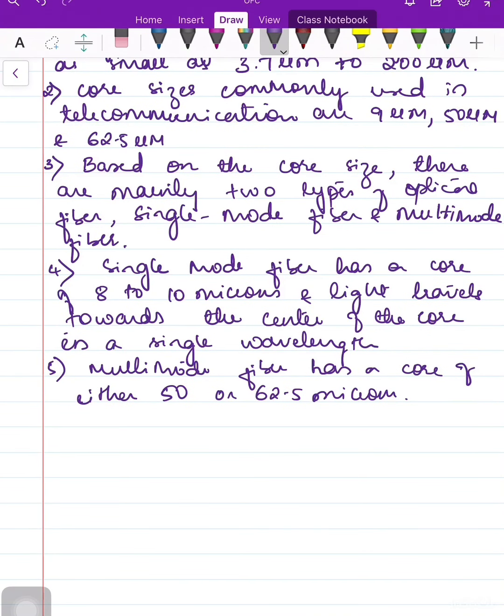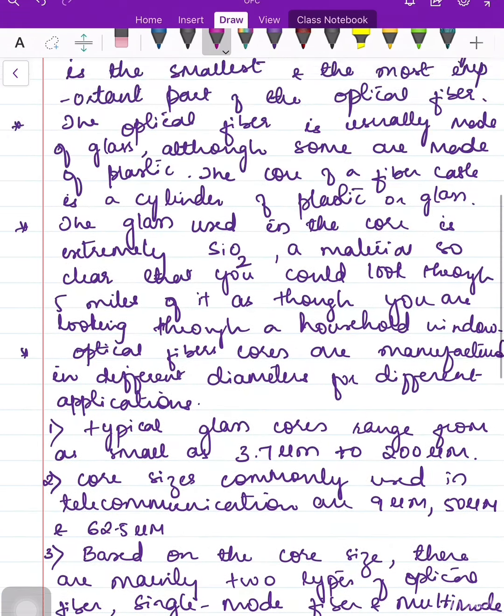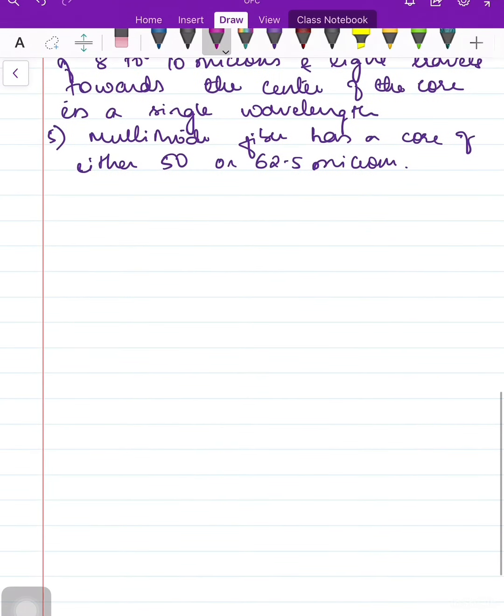So now let's move on to the cladding. Okay, so what is cladding here? The cladding is one that surrounds the core, and it has a lower refractive index to make the optical fiber work. Clear? So when glass cladding is used, the cladding and the core are manufactured together from the same silicon dioxide.